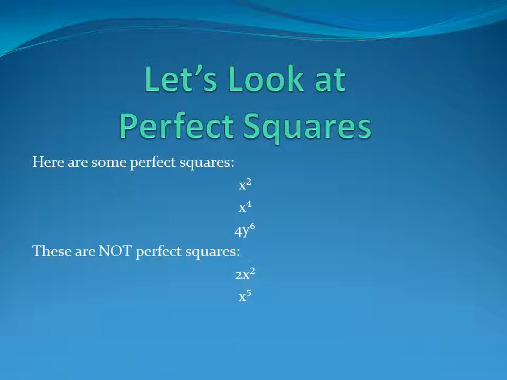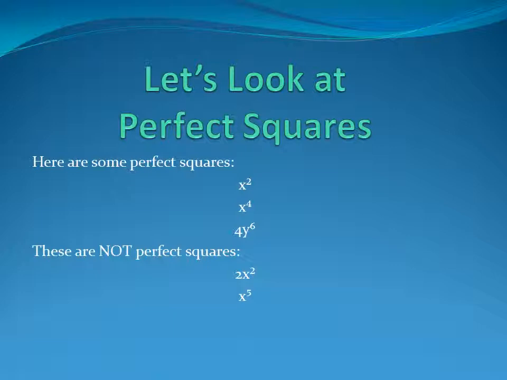Let's look at some perfect squares. We see that x squared is a perfect square because x times x will lead you to x squared. X to the 4th is a perfect square because if you multiply x squared by x squared, that will give you x to the 4th.